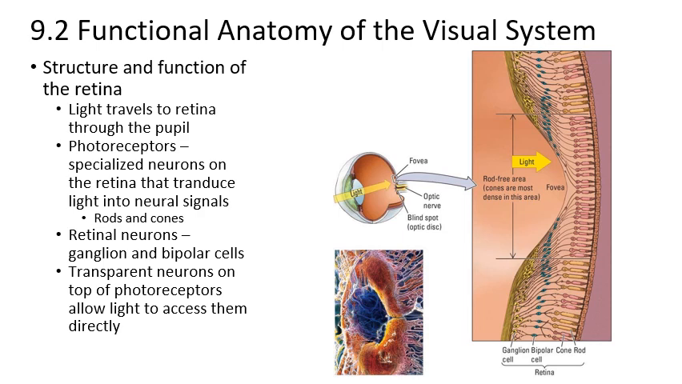The ganglion and bipolar cells are kind of transparent. They allow light to come through so that photoreceptors directly pick up the light. And then photoreceptors send some signals to the bipolar and ganglion cells.